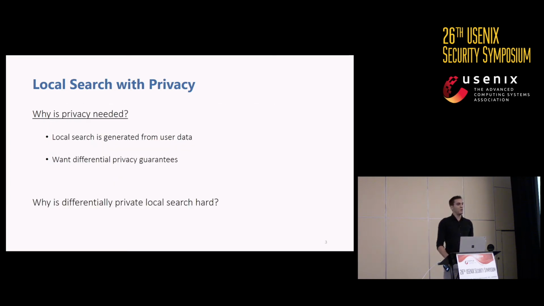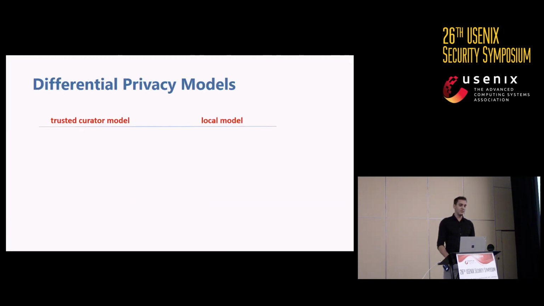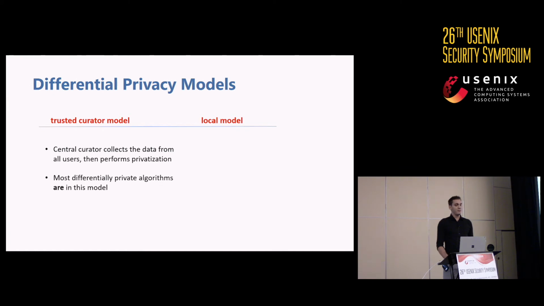But what makes local search with differential privacy hard? To understand that, we have to look at the two major models that differential privacy operates in. That's the trusted curator model and the local model. In the trusted curator model, all of the users send their data to a central curator who performs some sort of privatization along with their analysis before releasing the results.